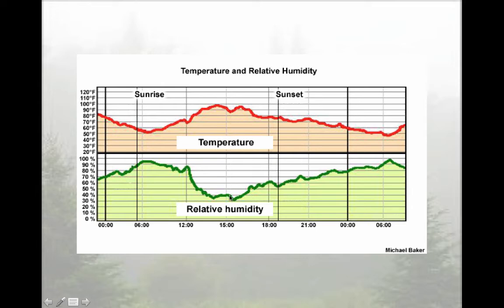Higher temperature means low relative humidity. Lower temperature means our molecules are squeezing together and pushing and compacting those water vapor molecules inside there, so we'll have a higher relative humidity.